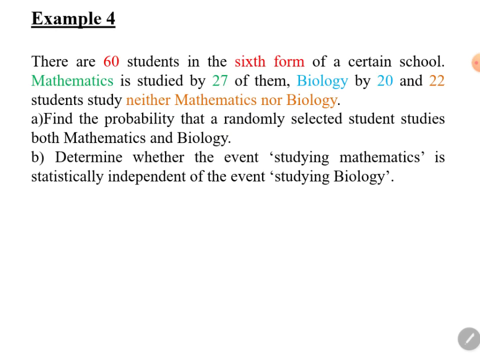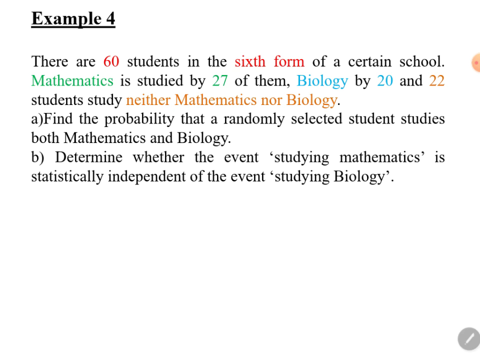Example 4. There are 60 students in the 6th form of a certain school. Mathematics is studied by 27 of them, biology by 20, and 22 students study neither mathematics nor biology. So they didn't study both of the subjects, so it should be outside of both circles. Find the probability that a randomly selected student studies both mathematics and biology.